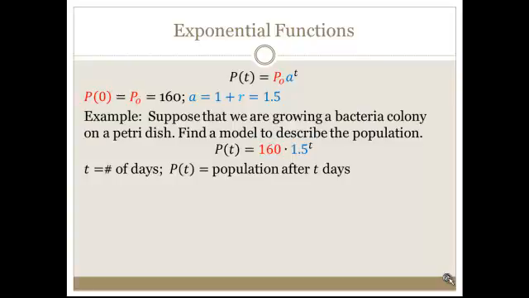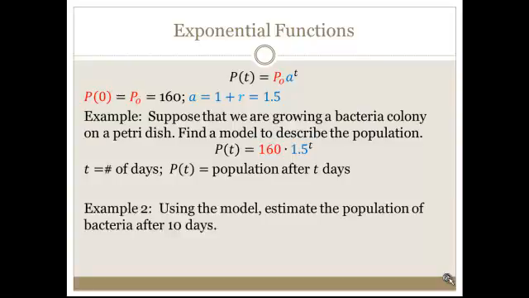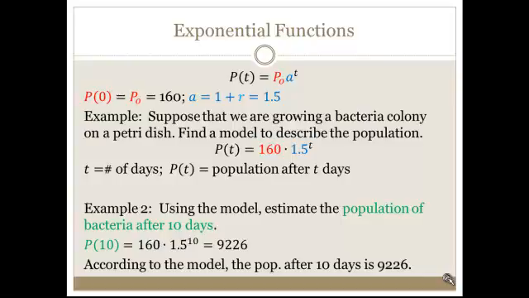Let's further look at this example. Using the model we just found, estimate the population of bacteria after 10 days. The phrase population of bacteria after 10 days is referring to P of 10. Evaluating our function at 10, we find 160 times 1.5 to the 10, or 9,226. So according to the model, the population of the bacteria colony after 10 days is 9,226.